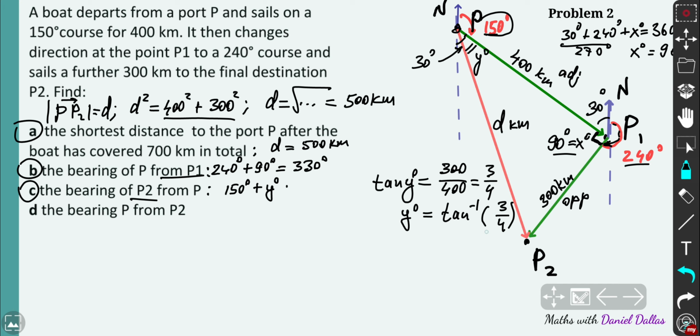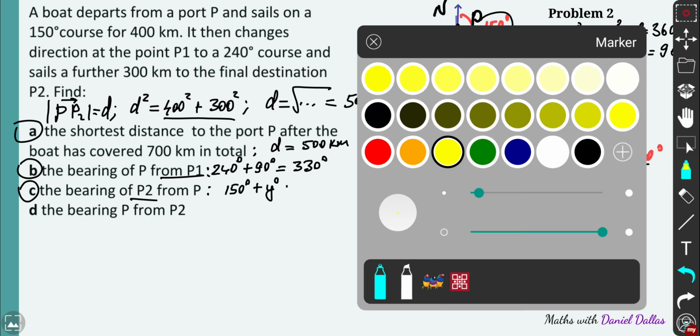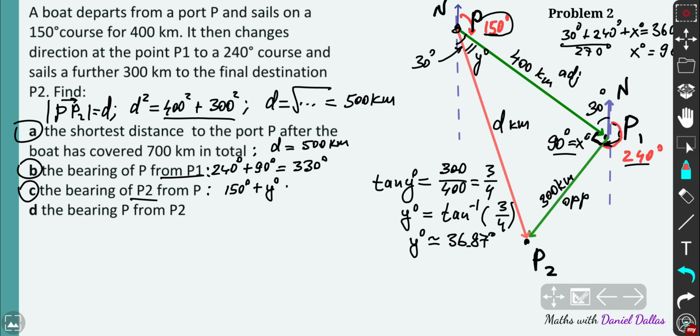Remember, on the calculator, you need to use the button tan minus 1 or arctangent of 3/4. What I've got is 36.87. So angle Y is around 36.87 degrees. Okay, we set up this angle, and we finally found the angle Y is 36.87.